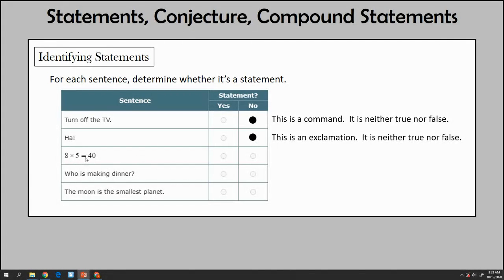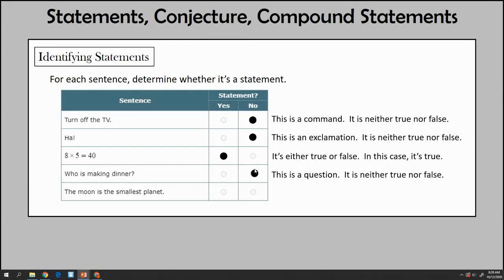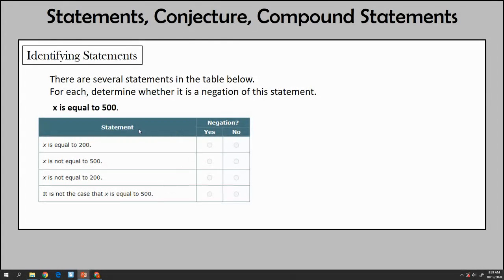8 times 5 equals 40. This is a statement, right? This is either true or false. And in this case, it's true. Who's making dinner? That's a question, right? It's not a statement. It's neither true nor false. The moon is the smallest planet. That's a statement, right? This is either true or false. I think it's false. I think Pluto's the smallest planet. So, anyways, that's how you identify a statement. It's got to be something that you can conclude to be true or false, but it can't be both.